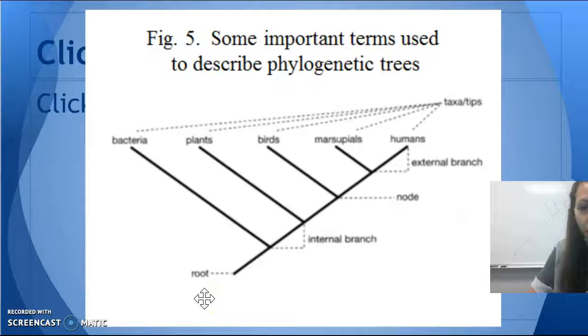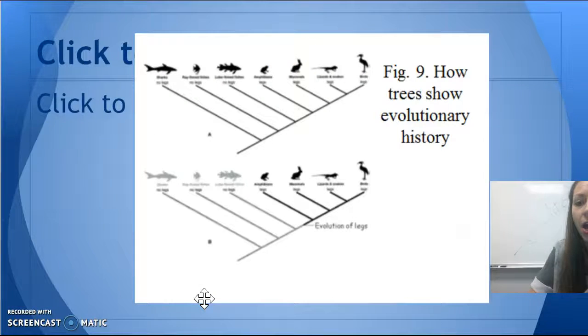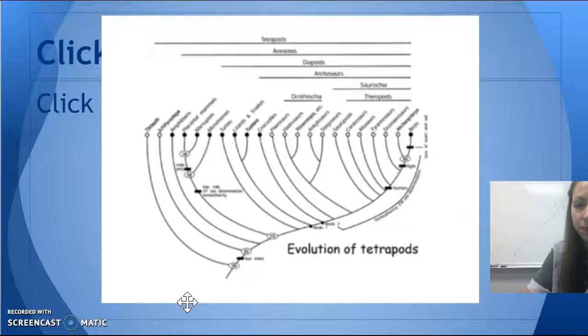these organisms that follow. Okay, we also see that traits appear. We're looking at how these trees show evolutionary history. If a trait appears here, all the organisms that follow will have that trait, and nothing before it that precedes it will have that trait. Okay, our phylogenetic trees can get very complicated. They can show many different traits and many different types of organisms. It just depends on how much information you have and how much you want to include.